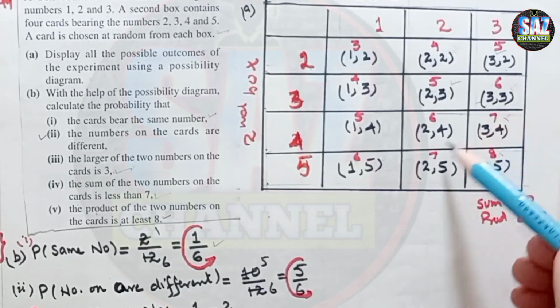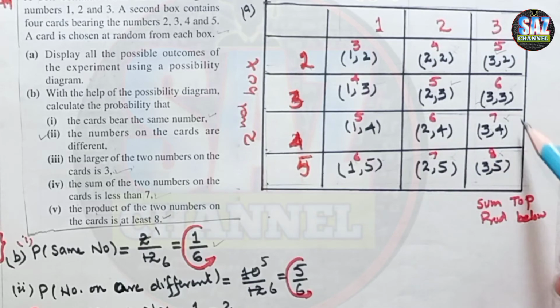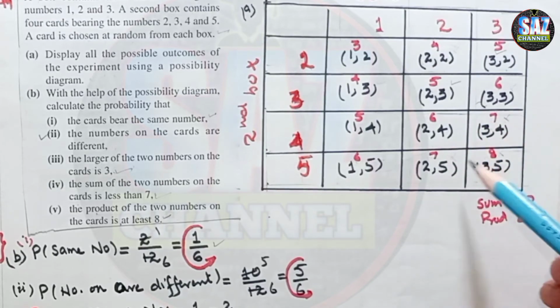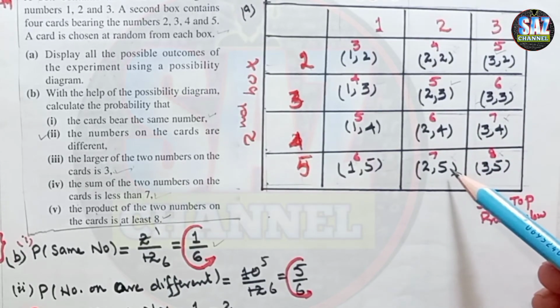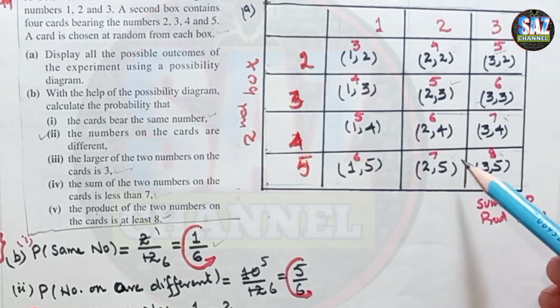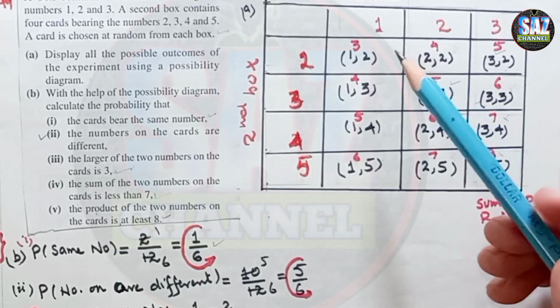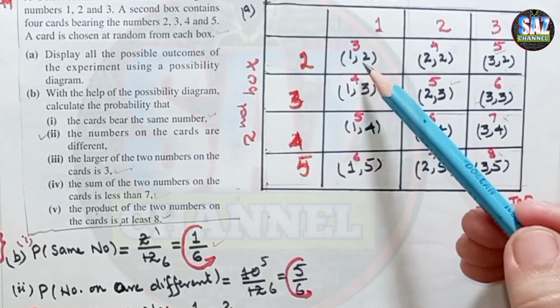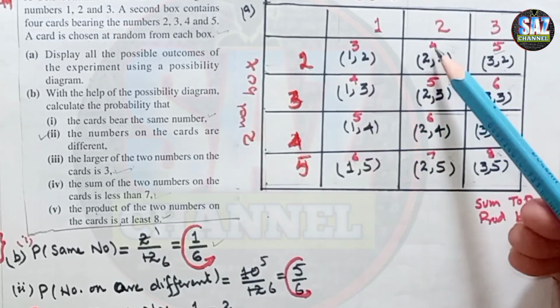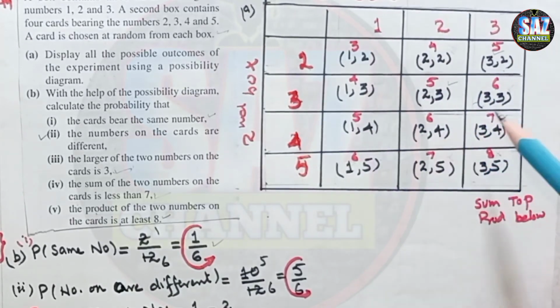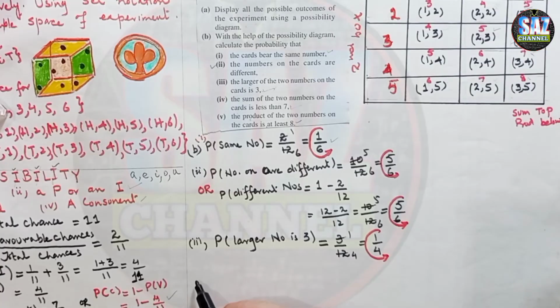So out of 12, there are 3 places where the sum is not less than 7. So when we take away 3 from 12, there are 9 places, 9 chances: 1, 2, 3, 4, 5, 6, 7, 8 and 9.